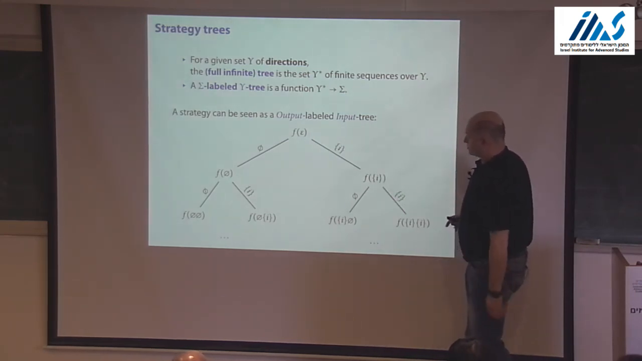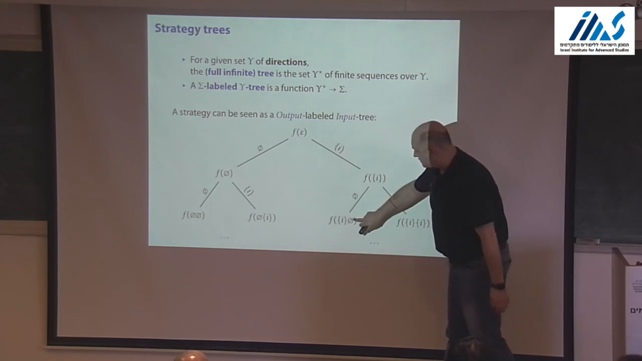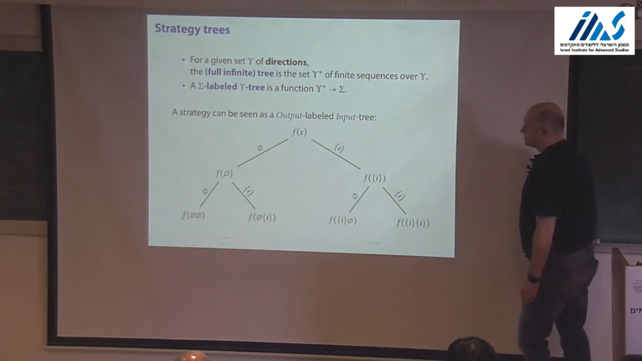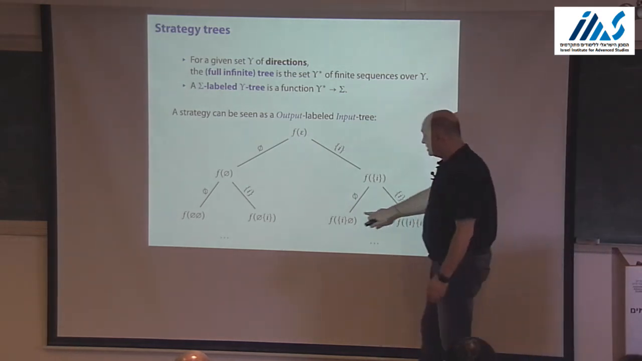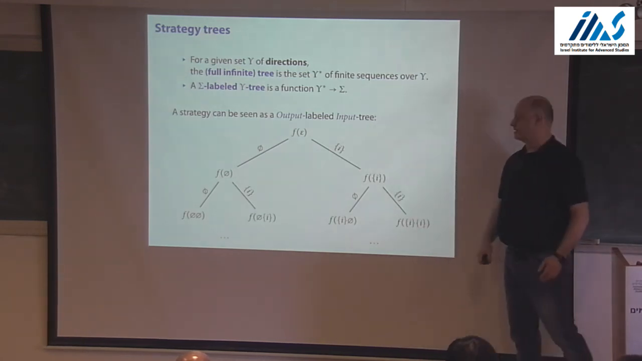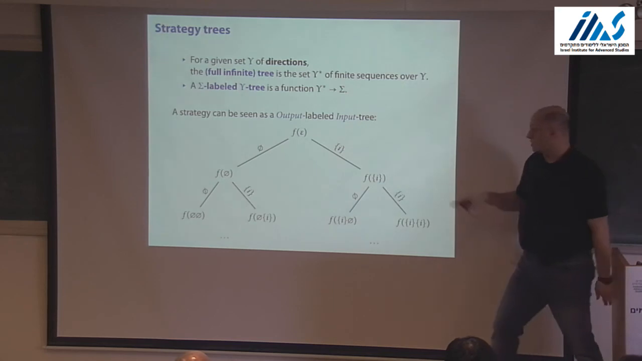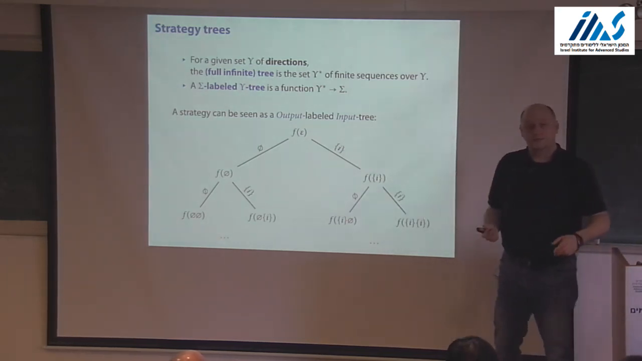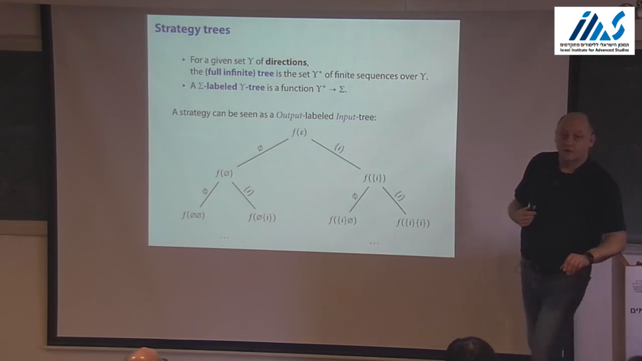And so it continues. So down here we have the history consisting of I and then the empty set. So we label this node with the value of the strategy for this history. Here we had two I's, so we label this node with the value of the strategy for the history II, and so forth. So this creates an infinite tree that represents our strategy.